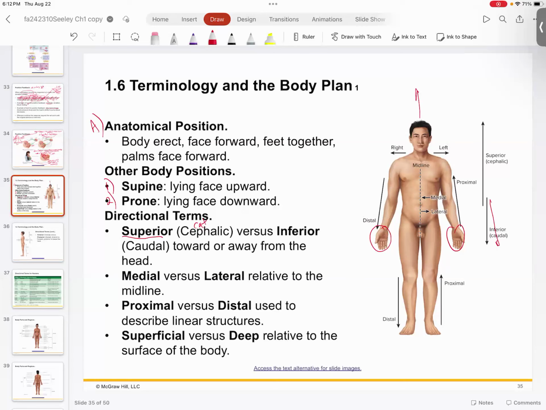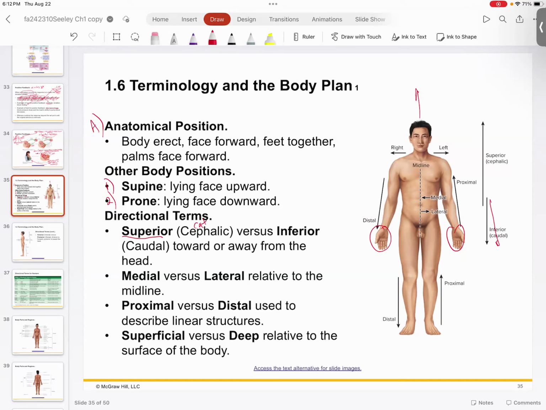So a cat, instead of inferior, would have caudal. This is important because when we start to get into cat dissections, the cat terminology will not have superior and inferior. It'll have cephalic and caudal. For instance, our belly button is inferior to our nose. So it's further down than our nose.